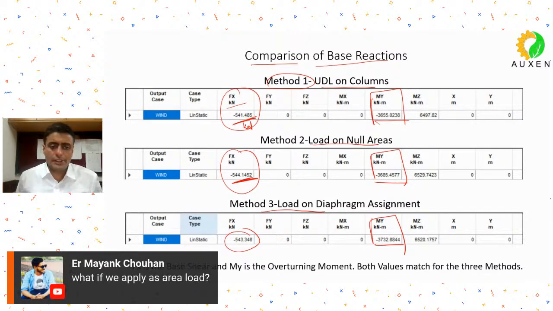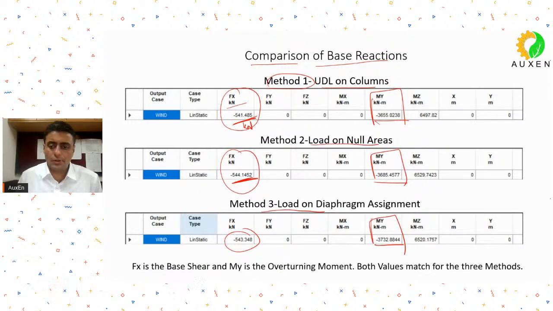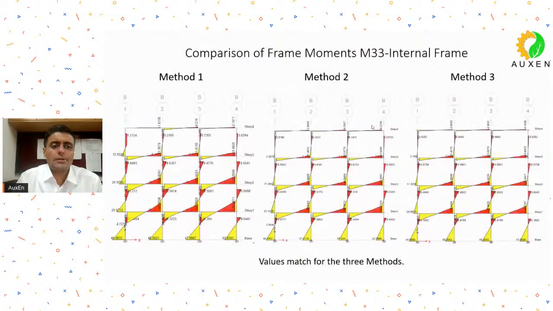So these two things tell us that not only is the total wind force applied the same or similar, even the distribution of the wind forces along the height is almost the same. So it's quite encouraging. Both the values match for the three methods. Now we are taking the M33 moments for the internal frame.